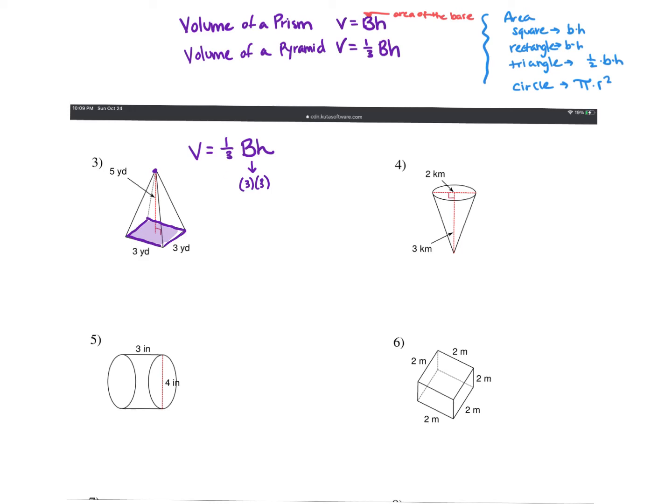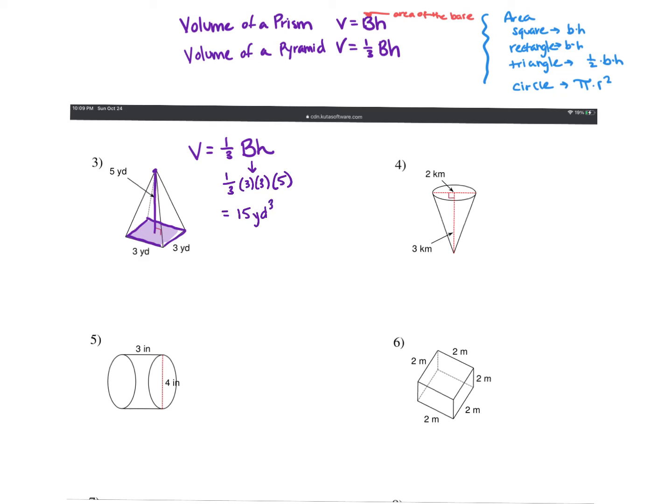It's a 3 by 3. It has 1/3 in front of it. And then the height is from the base all the way to the top of the pyramid. So from the base to the top of the pyramid is this 5. Okay, and 1/3 of 3 is 1, times 3 is 3, times 5 is 15. And then volume is yards cubed.